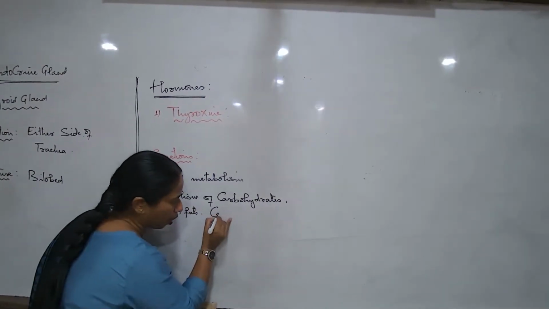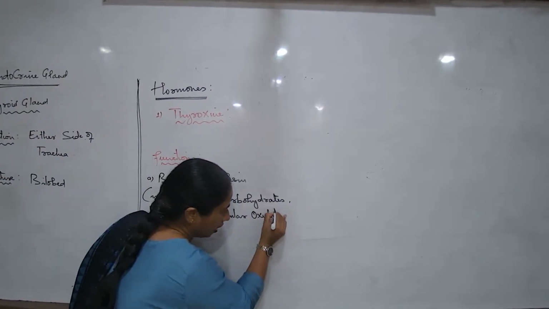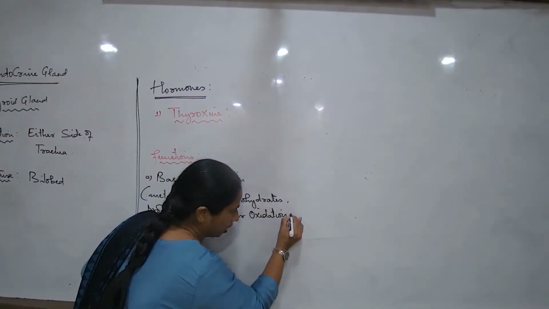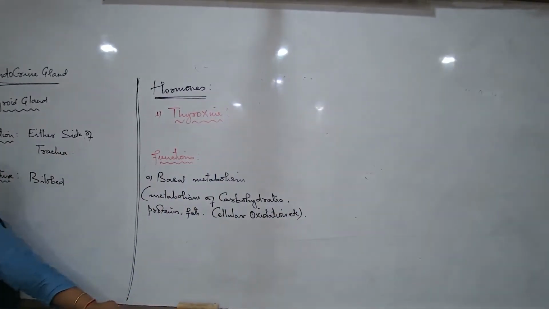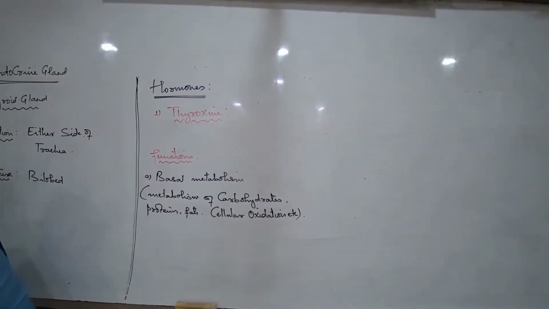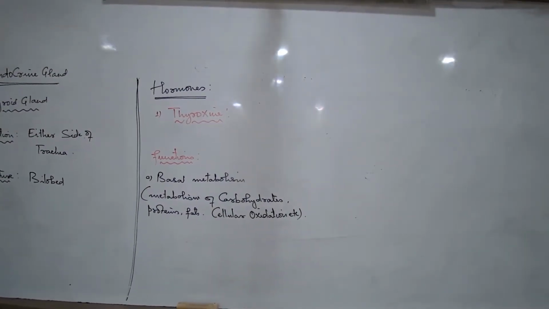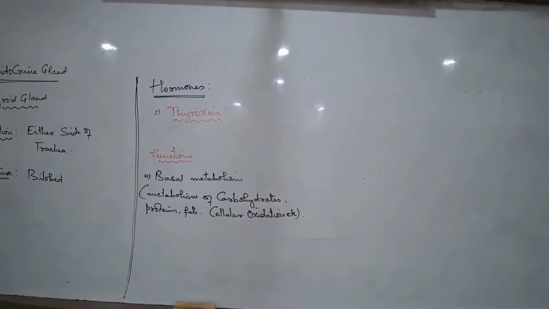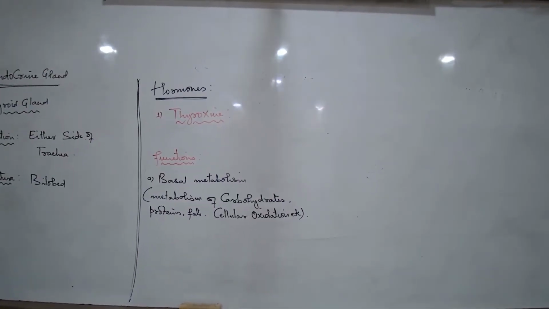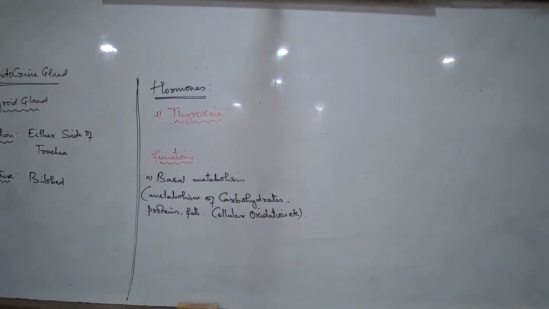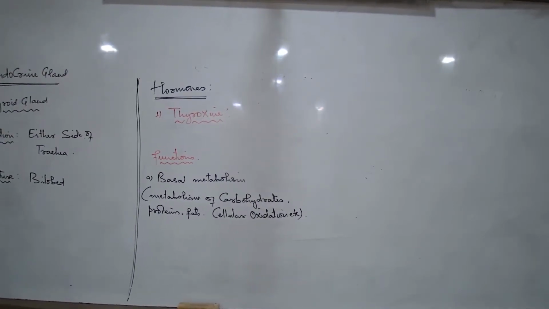Apart from that, it also involves a process known as cellular oxidation. Cellular oxidation is a concept we had already studied. What is the meaning of cellular oxidation? We had studied cellular respiration. What is the meaning of cellular respiration? Where each cell gets oxygen and carbon dioxide is released.